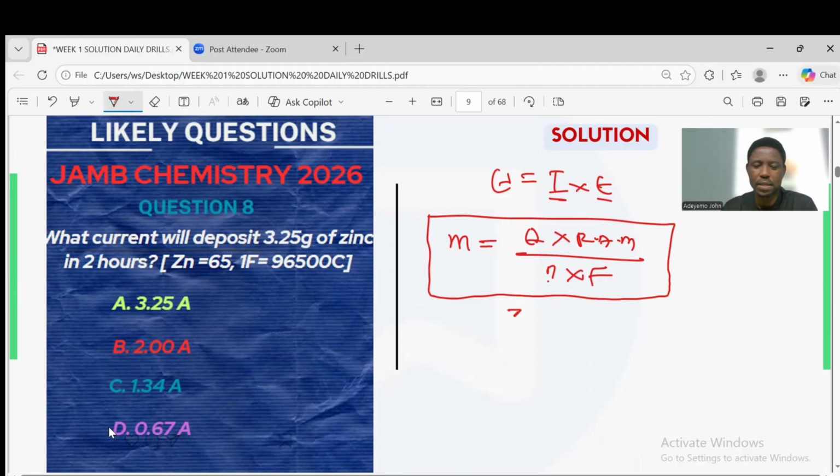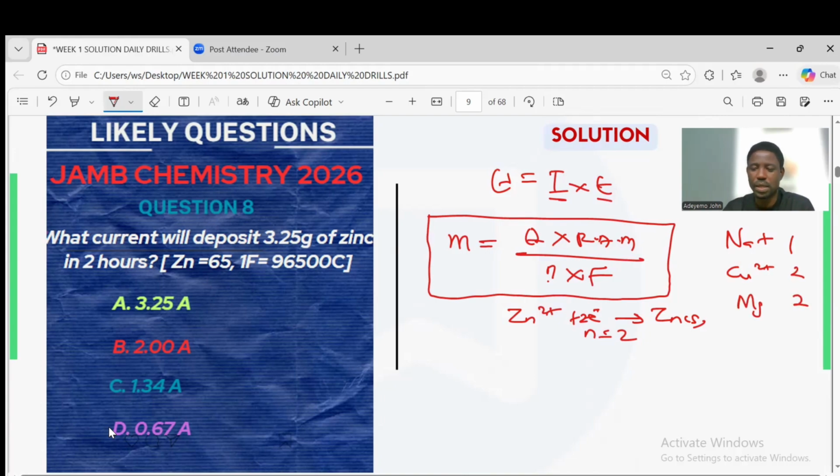In the case of zinc 2 plus, the 2 plus will gain 2 electrons to be deposited as zinc at the cathode. So that means our n equals 2. If you are dealing with sodium, that's a charge of 1, n will be 1. If you are dealing with copper 2 plus, it will be 2. Magnesium will be 2 again, because 2 plus. Aluminum will be 3. So that is the value of n. But this is zinc, n is 2. This is the mass which has been given, 3.25 gram.